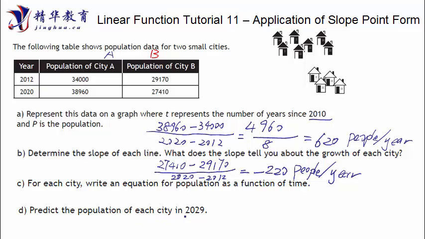Predict the population for each city in 2029. Okay, 2029 has not happened yet. Actually, 2020 has not happened yet either. Okay, so don't worry about that part. Just think of it as nine years later. We don't have data here, right? Then we can predict how much, based on this trend here.